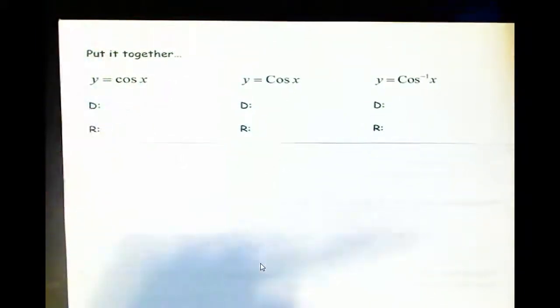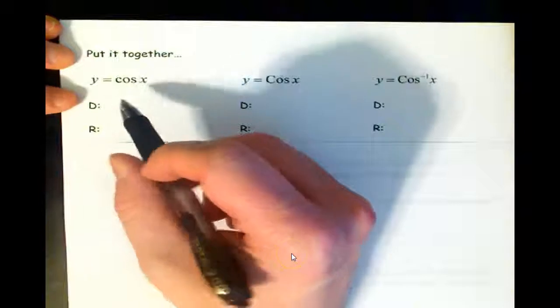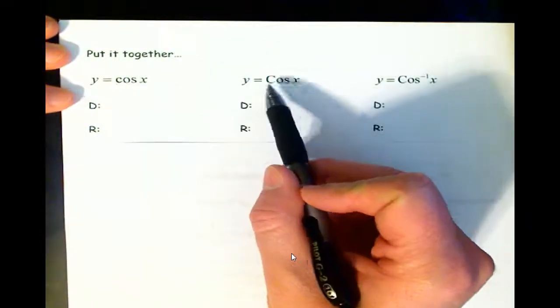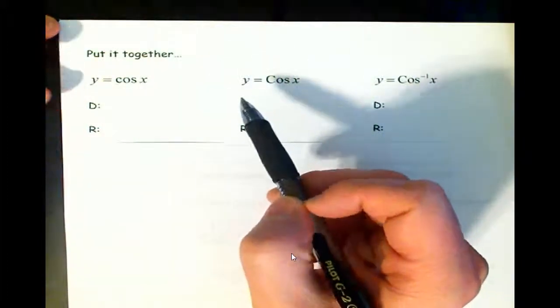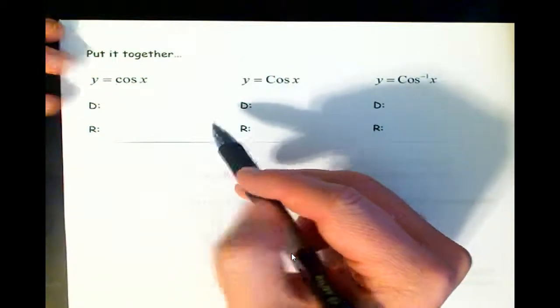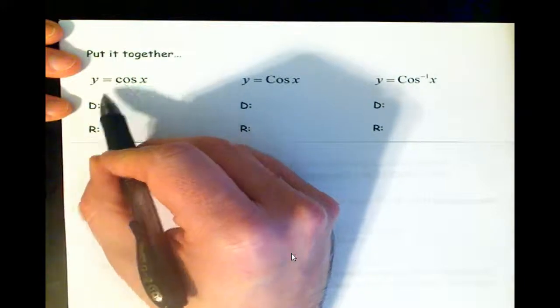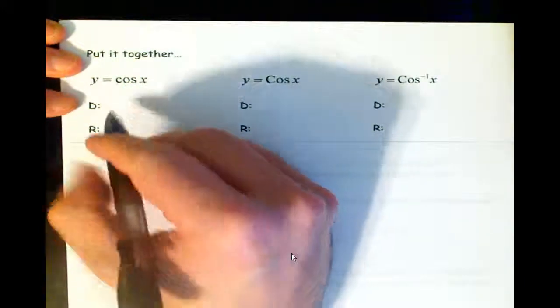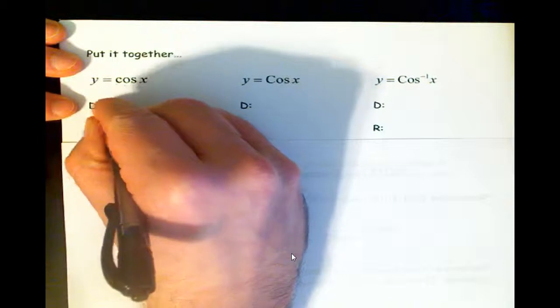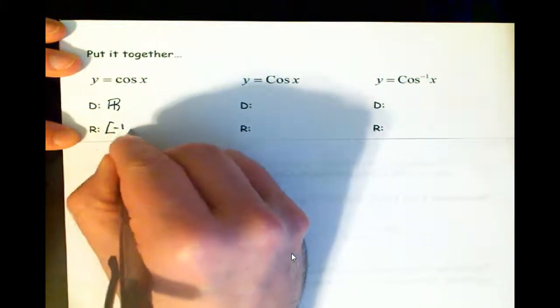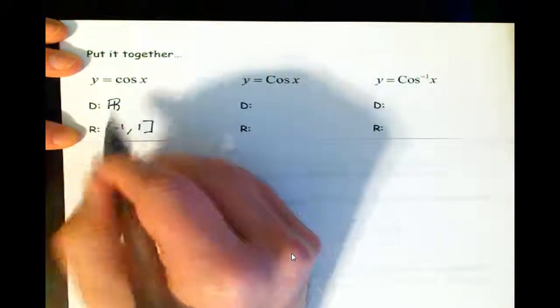I know there is no difference between a lowercase c and a capital C. Cosine is cosine no matter what. I'm just doing this to show you the difference of what we have done. This one right here is your normal cosine curve. So, domain and range. The domain is all real numbers, and the range goes from -1 to 1. That's the normal curve.